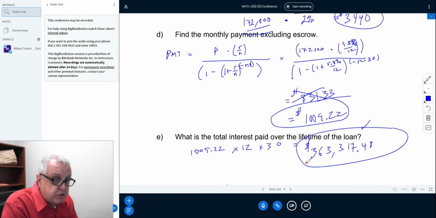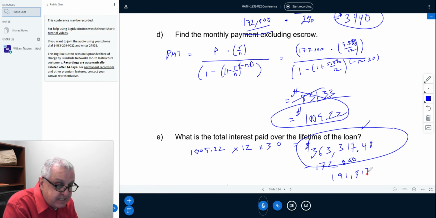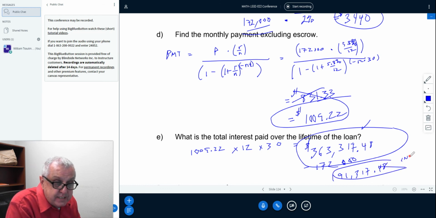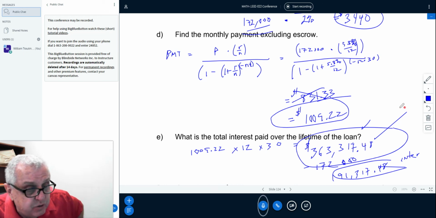It says, so how much interest did I give them? Well, interest is everything more than the 172 that I got the loan for. So just subtract 172,000 from this number, and this is the interest, $191,317.48. This is how much you had to give the bank extra. You gave the bank $363,000 for a $172,000 loan. That's the price for borrowing money.